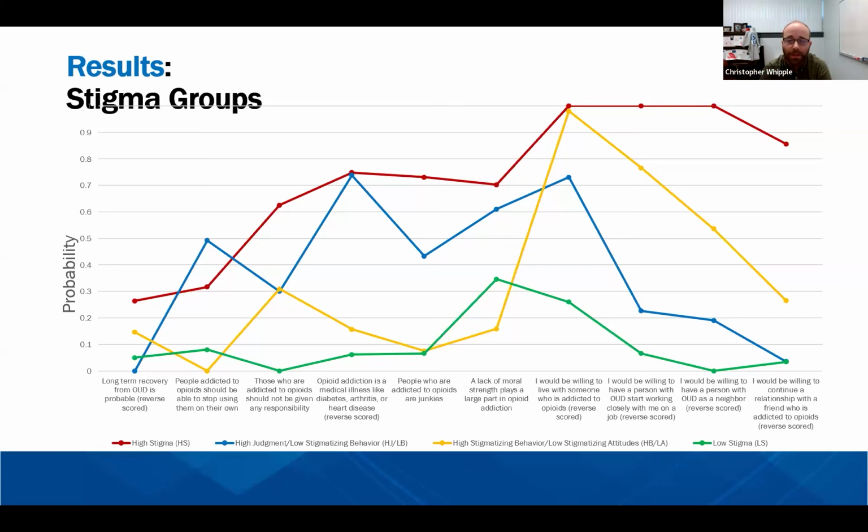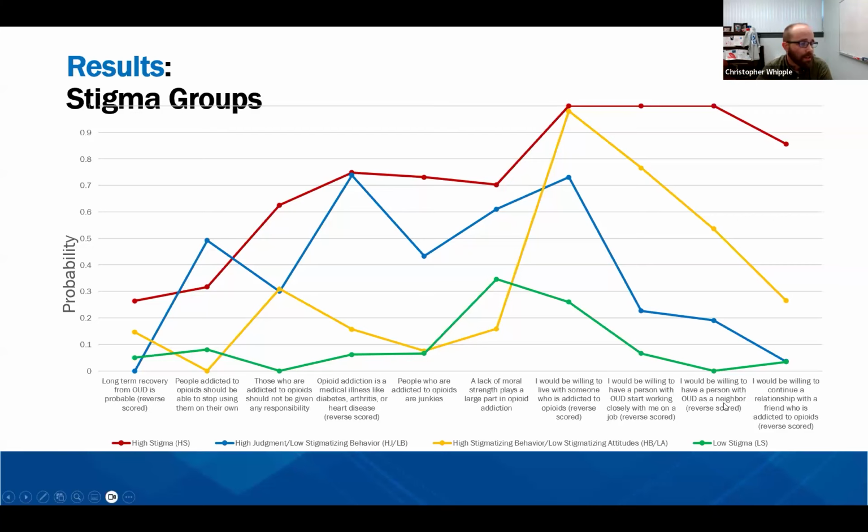I'd be willing to have various relationships with people with OUD or people in recovery. Like I'd be willing to live with someone who is in active addiction. I'd be willing to work with someone at a job. I'd be willing to have them as a neighbor or continue my relationship as a friend with them. And so in this graph, the axis over here is the probability that people would give a stigmatizing response. So higher scores on this show that more people in each group are giving stigmatizing responses for that item.